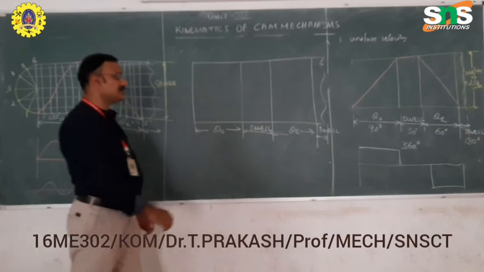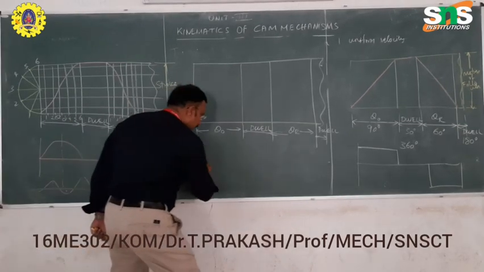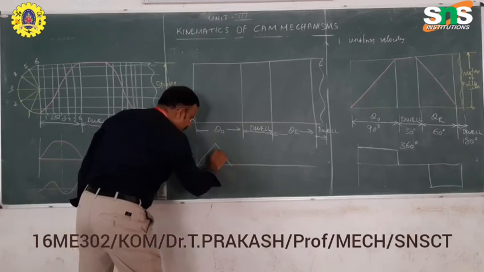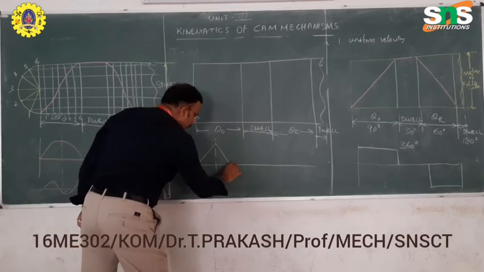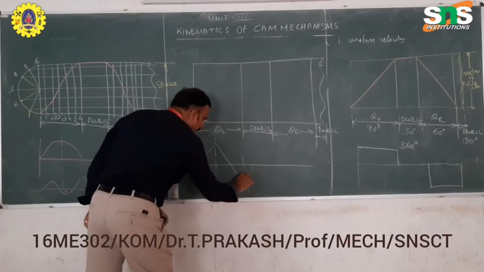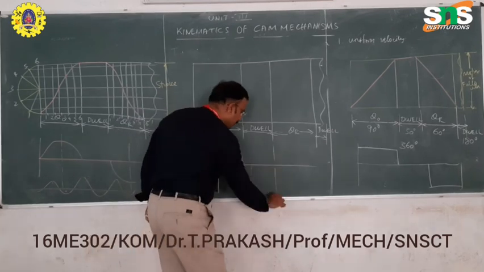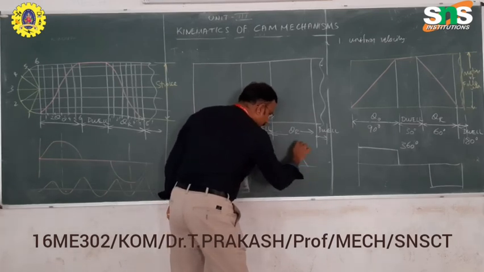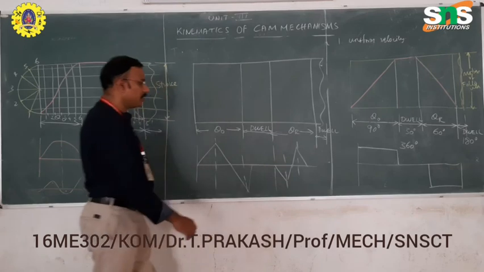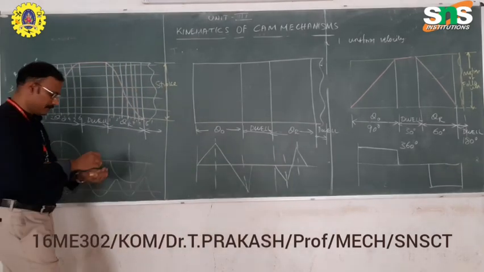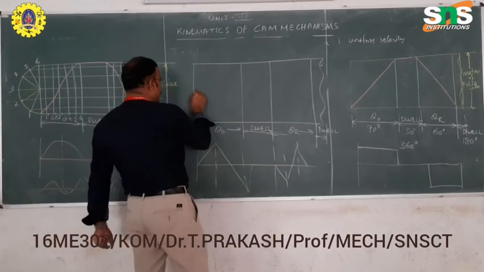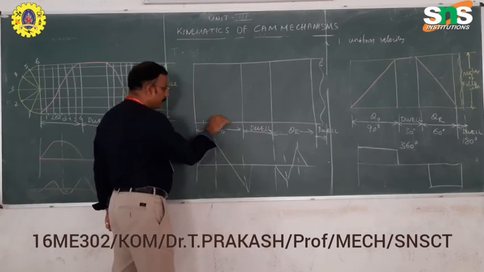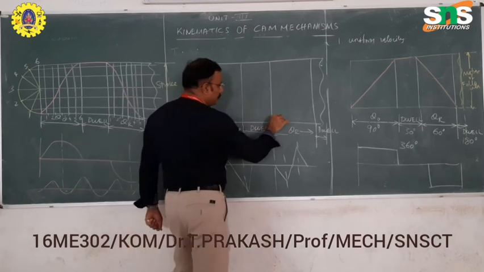In uniform acceleration and retardation, when you draw the velocity diagram, there will be a sudden upward and sudden downward motion of the follower. How to draw this displacement diagram? Once again, you split the outward stroke into 6 equal parts and the return stroke into 6 equal parts.